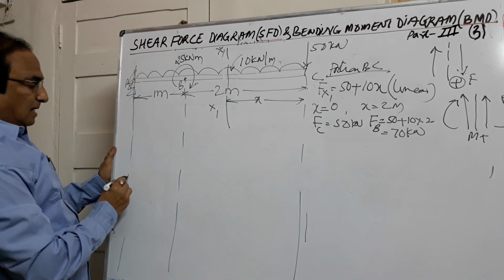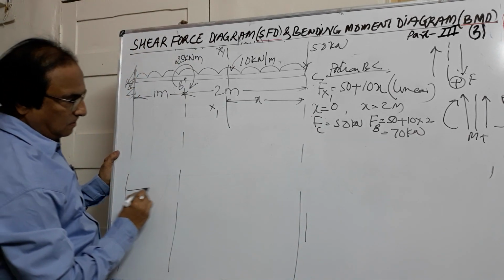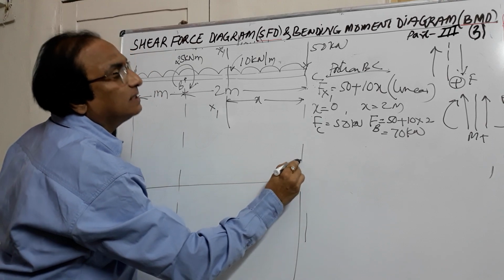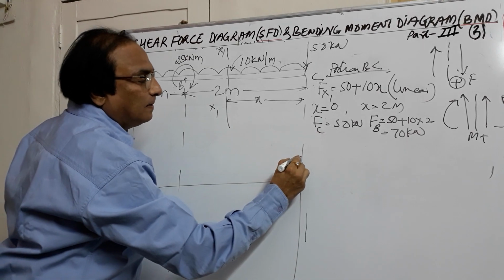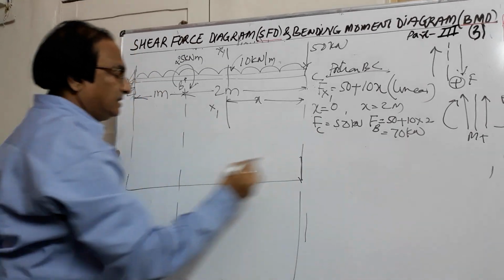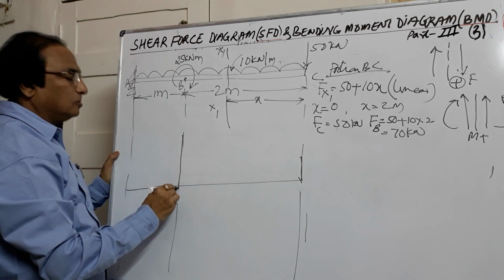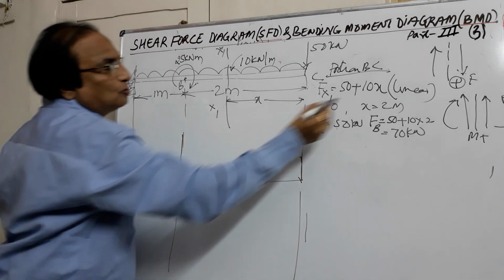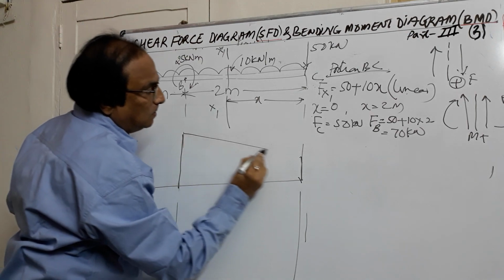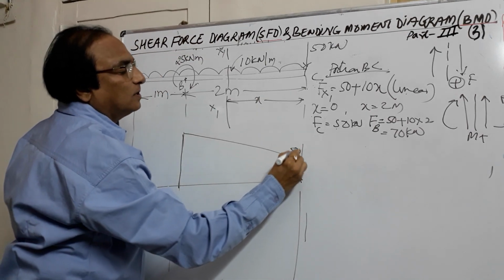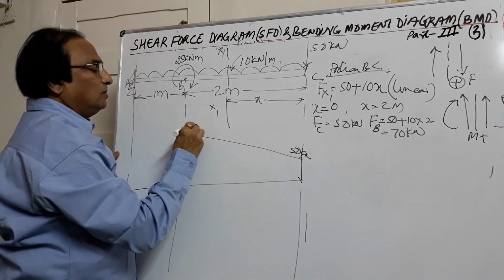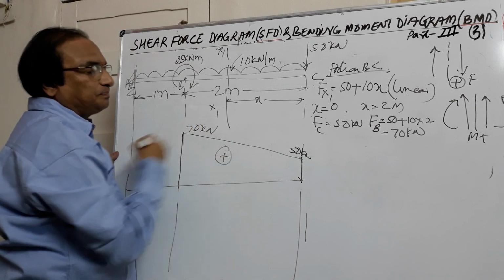So if I draw the diagram here, it is 50 plus and here it is 70, that is also plus. So I have to join these two by a straight line. This is 50 kilonewton and this is 70 kilonewton and this is positive.